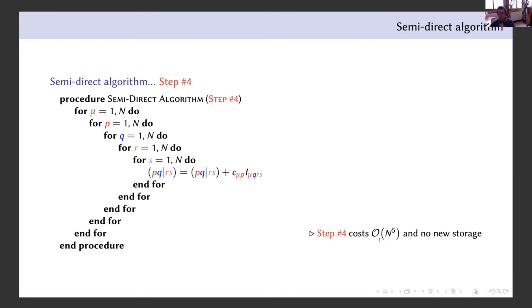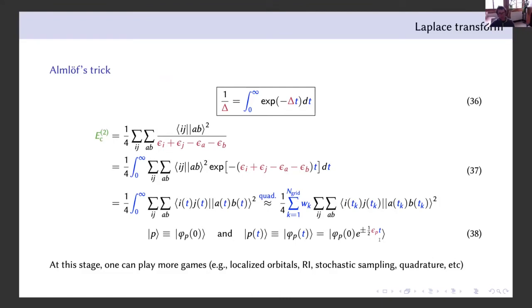So one last thing that I want to tell you, and I'm not going to tell you much about it, but I just want to give you a little taste of it, is a trick that uses a Laplace transform. If you look at the expression of the MP2 energy, what you don't really like is this denominator here, because it basically stops you from factorizing the expression of the MP2 energy.